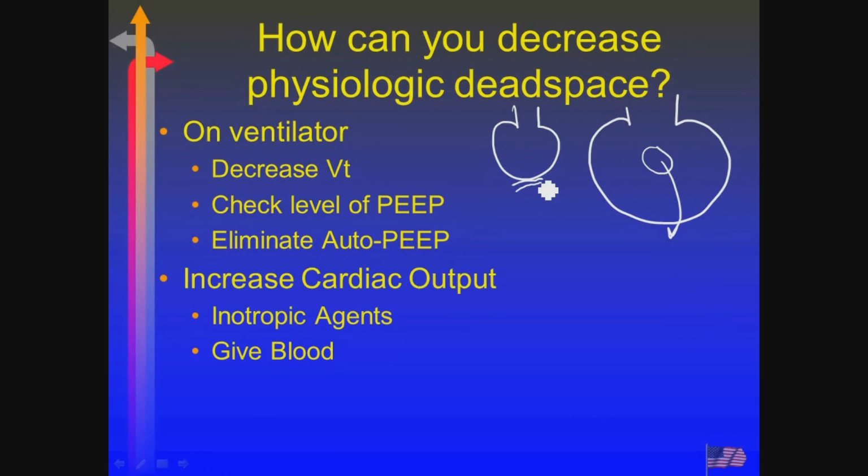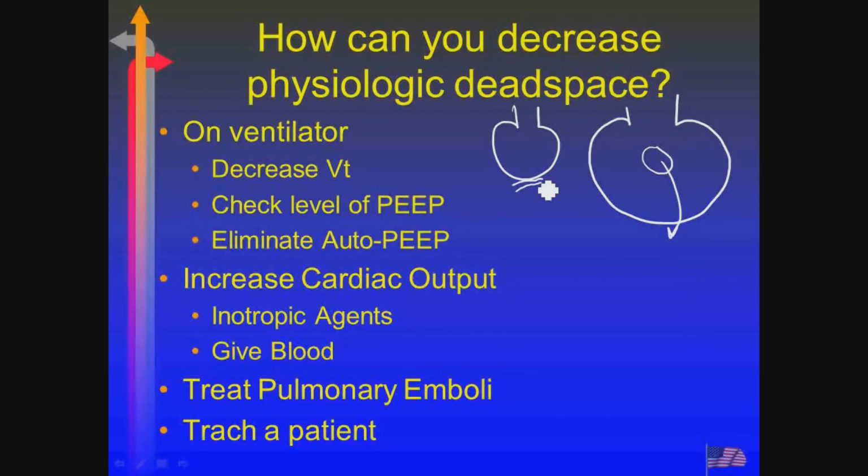I can also do things to make sure that my blood flow is not impaired, like inotropic agents, or, if they have a low blood pressure secondary to low circulating volume, giving volume or blood. And the nasty one is the pulmonary embolus, that if large enough can cause problems. Trach them. Get rid of that extra dead space there.